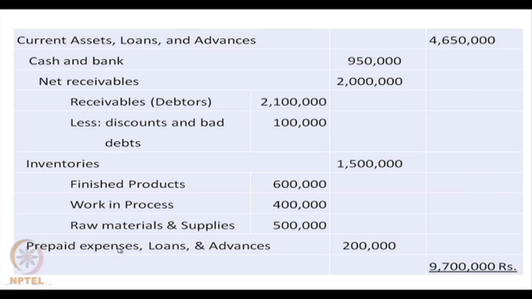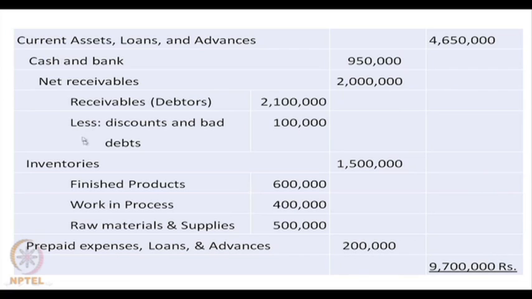Now, prepaid expenses, loans and advances. Often certain amounts are paid in advance. For example, rental may be paid in advance. That means, for the month of April, rental may be paid in March. Similarly, insurance may be paid 1 year in advance. So, these advances are basically assets, they are not yet expenses. These are called prepaid expenses or advances that amount to 200,000.